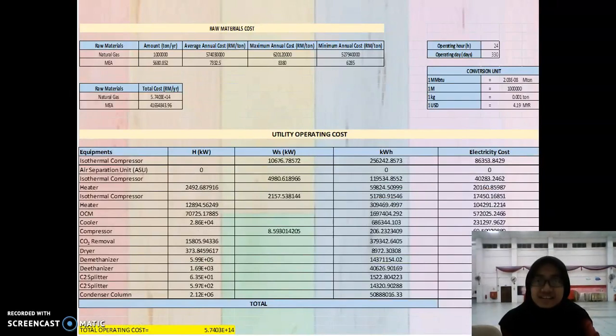So next is operating cost. Operating costs include the raw material cost and utility cost. For the raw material cost, the total for natural gas is 5.74, and the amine is 16648, and the total cost for all the raw materials and utility operating costs is 5.74 exponent 40.